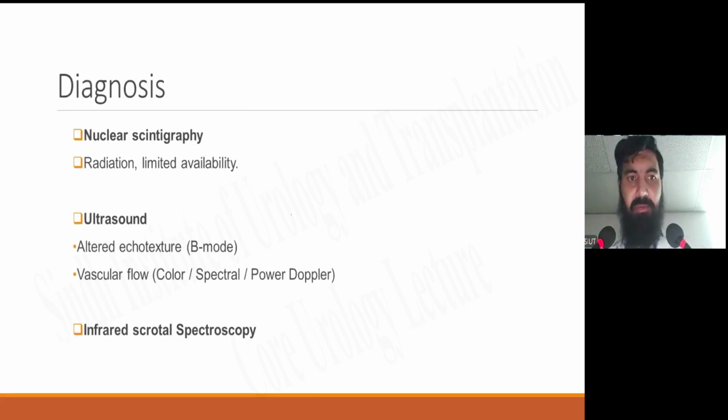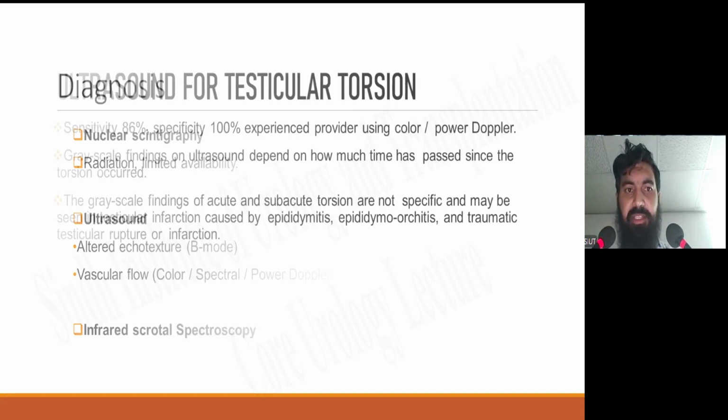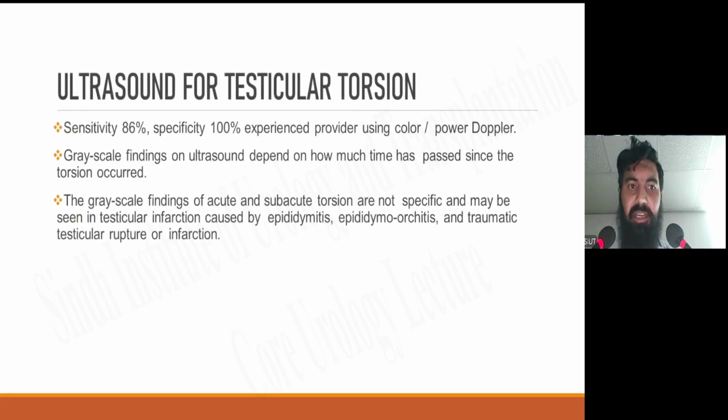Diagnosis of torsion is possible with nuclear scintigraphy, but it involves radiation and has limited availability. For ultrasound, there are modes: color Doppler, which shows the vascular flow, and B mode, and also near-infrared scrotal spectroscopy. Ultrasound for testicular torsion has a sensitivity of 86% and is 100% specific in the hands of an experienced provider using color or power Doppler.